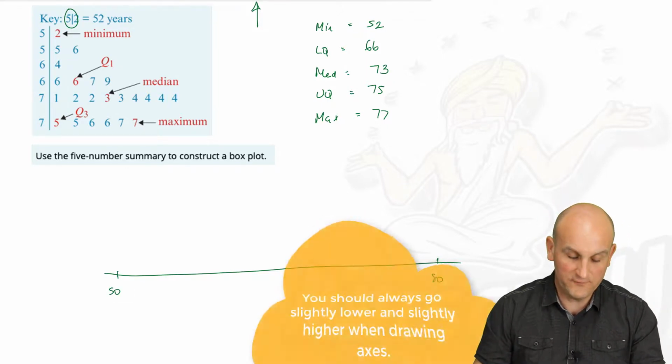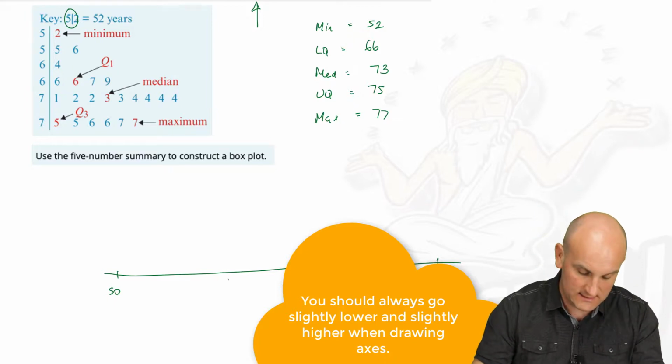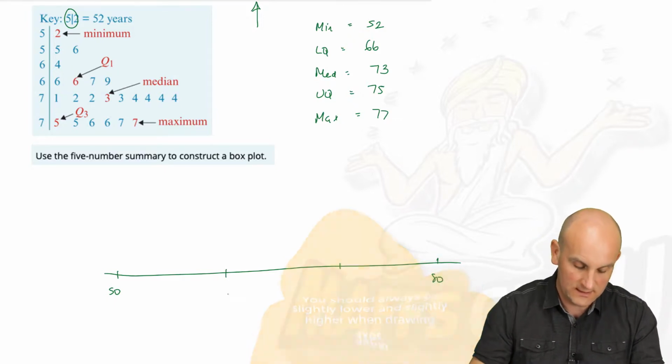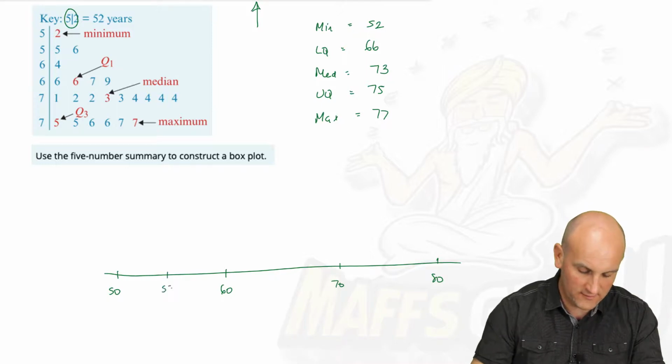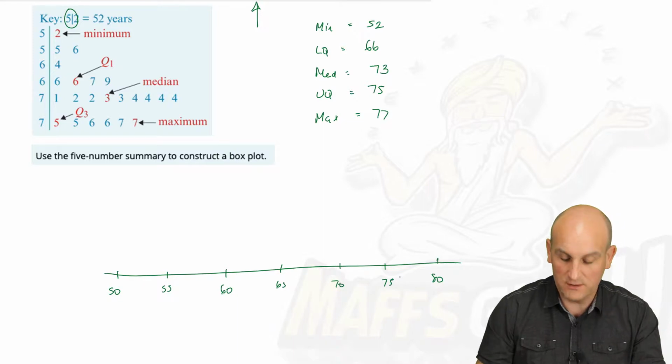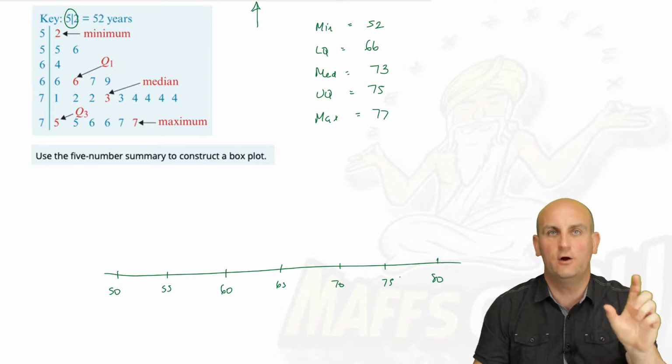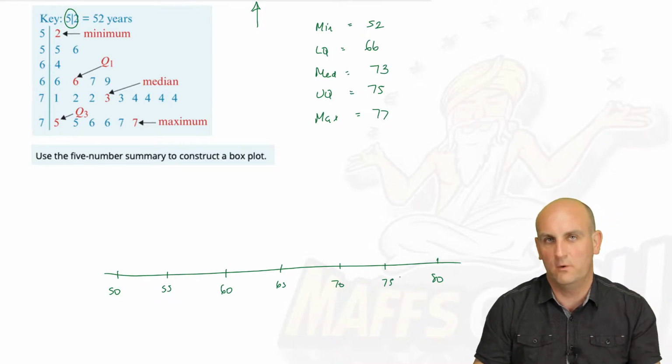Job done. So 50, 60, 70, 80. Split that into thirds gives me 60, 70 and 80. I now know that's 55, I know that that's 65, and I know that that's 75. And do you notice what I'm doing here? I'm just adding on those extra bits to make it that bit more accurate.